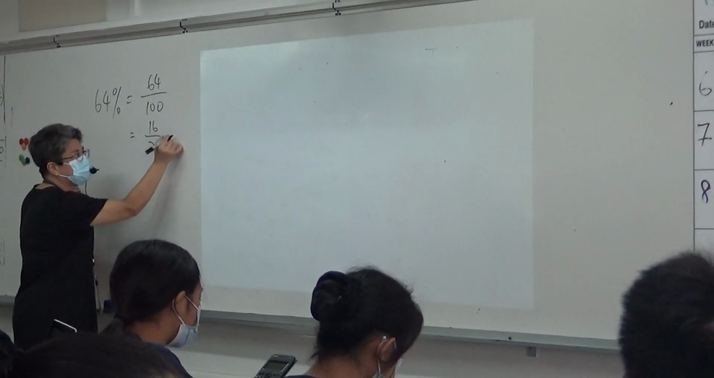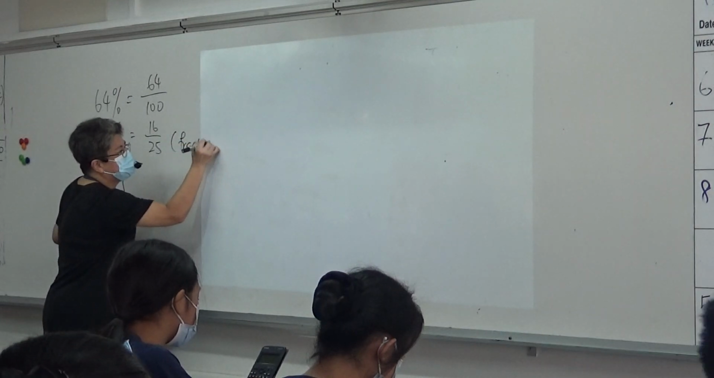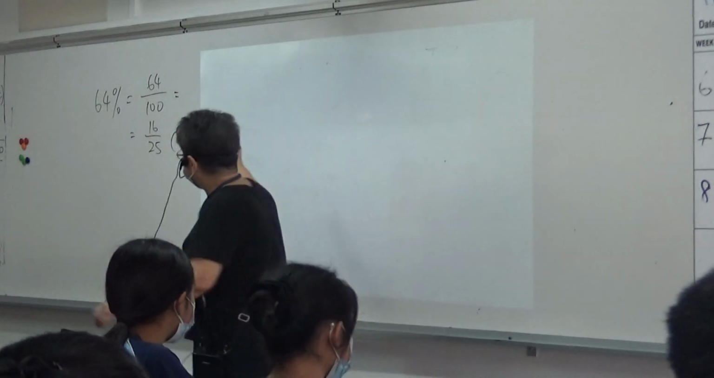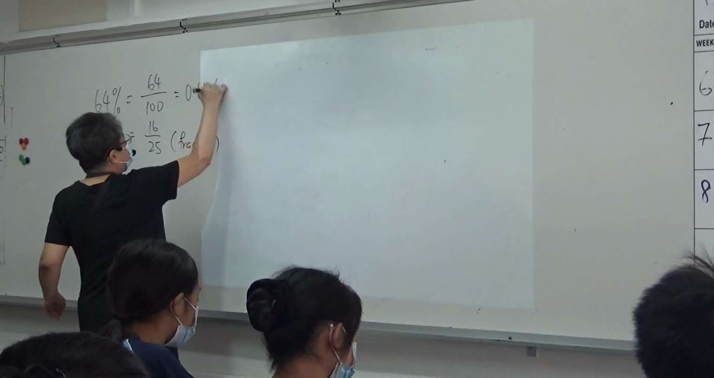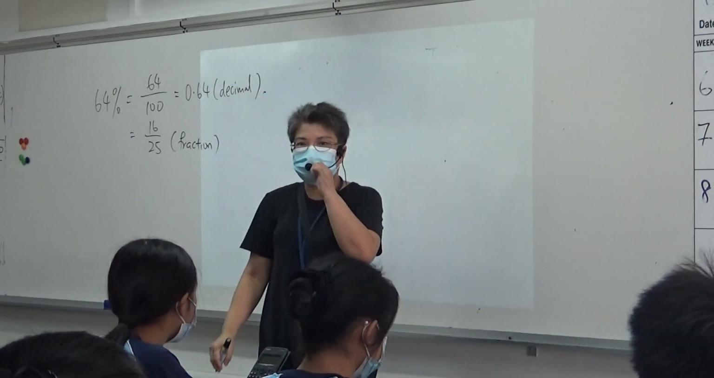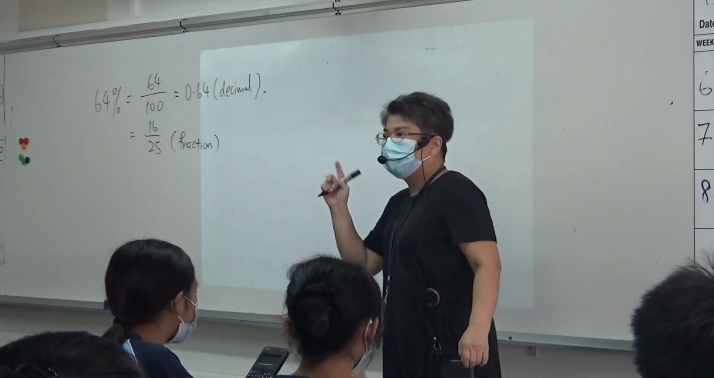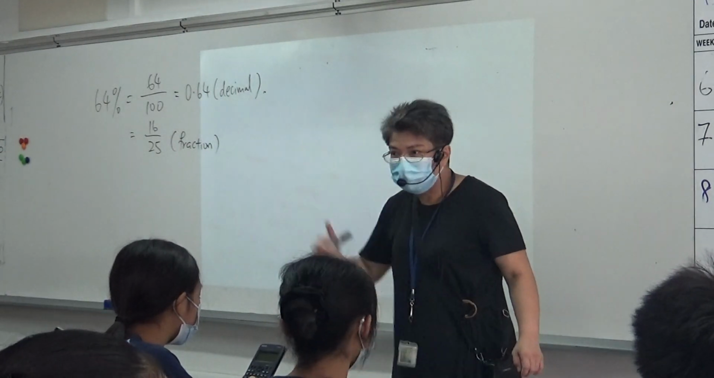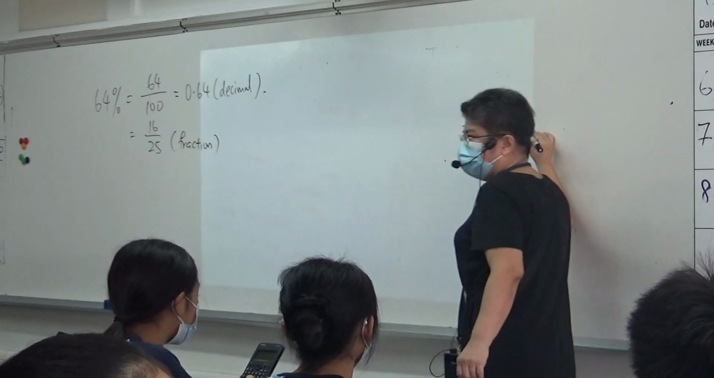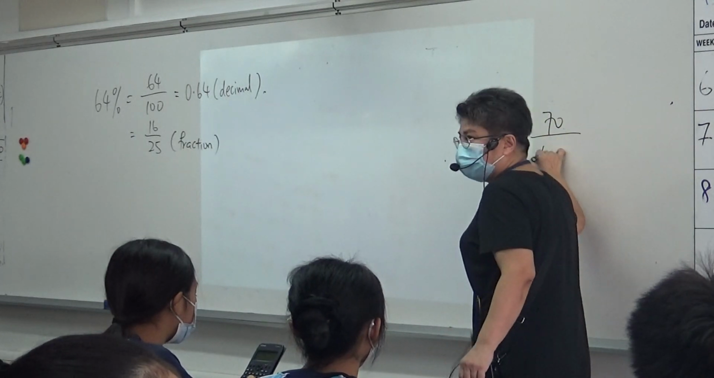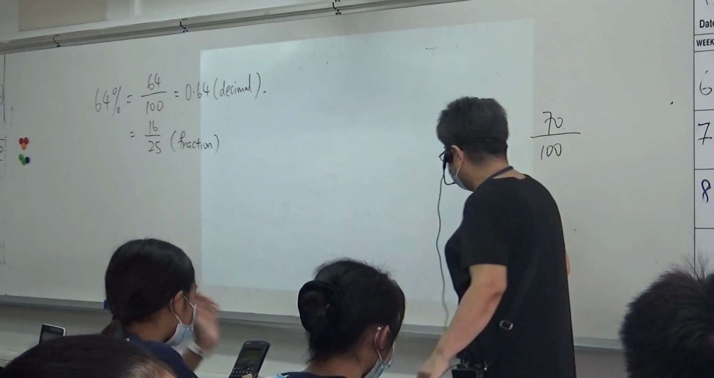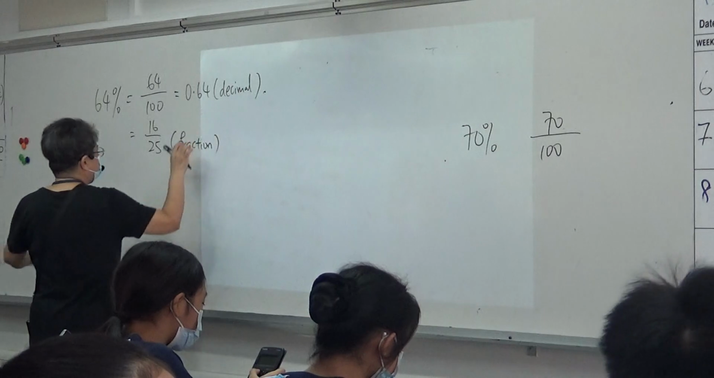Now, what is this in decimal? Yes, 0.64. This is in decimal, right? Now, I know your calculator has a percentage sign. Don't use that because it will confuse all your working. If it is, let's say, 70%, all of you look up, take it as 70 over 100, then you will get the correct answer. Don't use the percentage key because it will confuse you. So this is how we change to decimal and fraction.